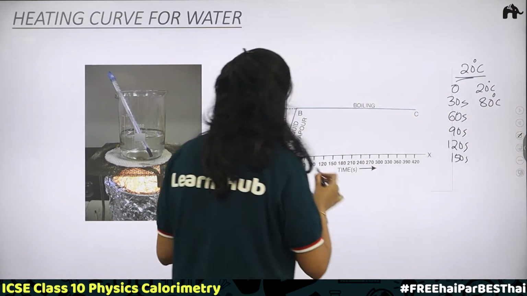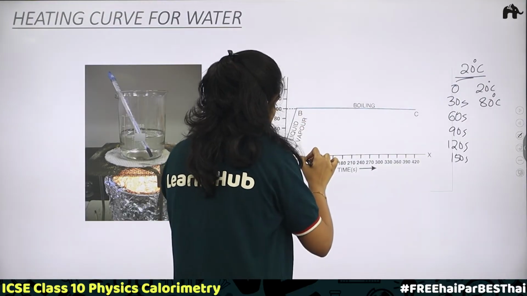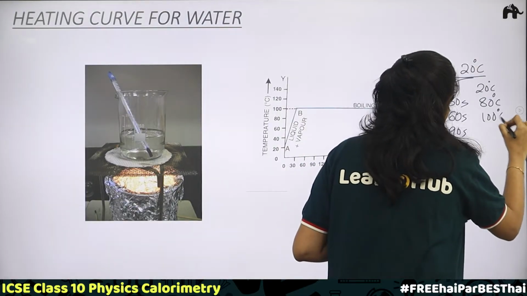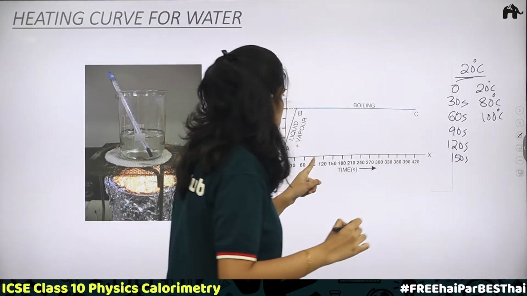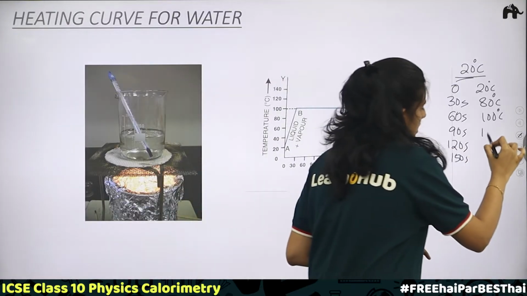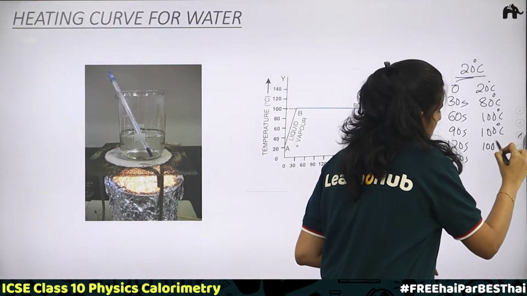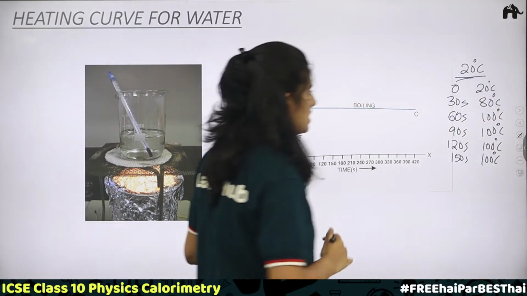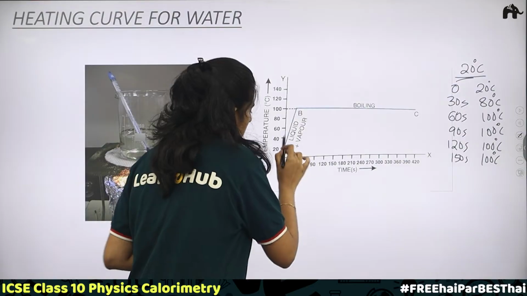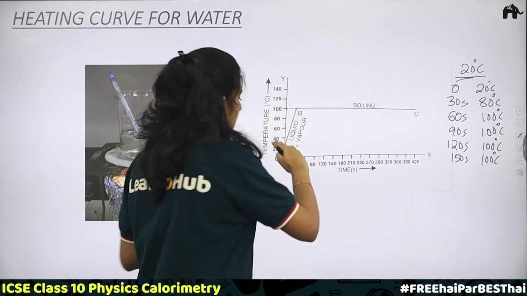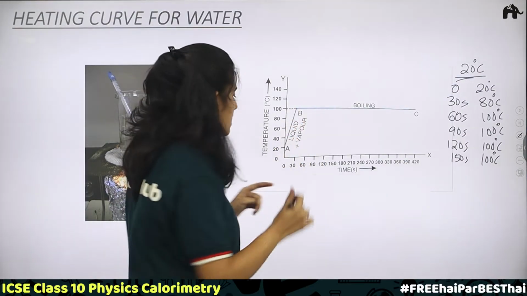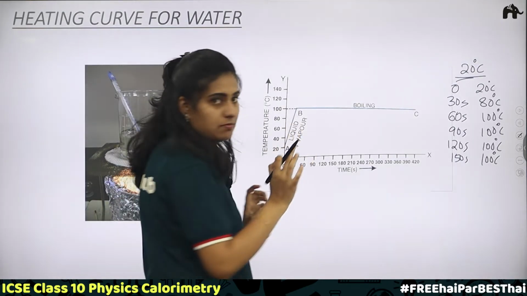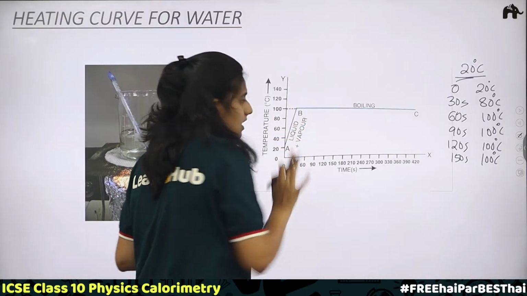Next, when you check at 60 seconds, you can see that the temperature has become 100 degrees Celsius. Then at 90 seconds, the temperature is 100 degrees Celsius. Again at 120, it is 100 degrees Celsius. Again at 150, it is 100 degrees Celsius. So when you plot the graph, initially at the starting, the temperature was 20 degrees Celsius and it is increasing with change in time. But suddenly, at a particular time, you get a temperature of 100 degrees Celsius.